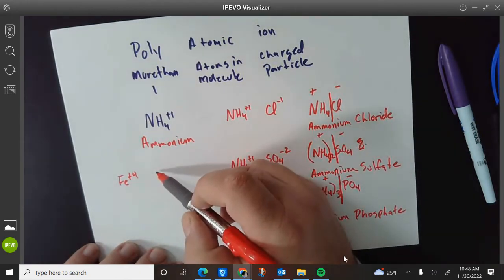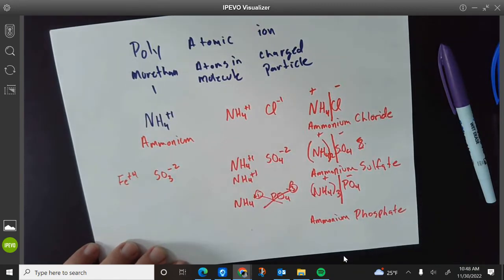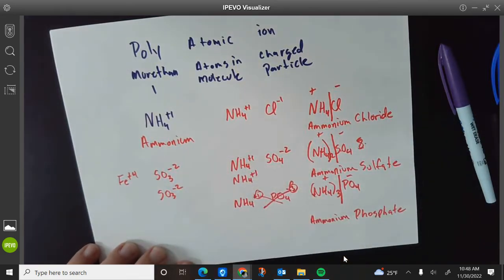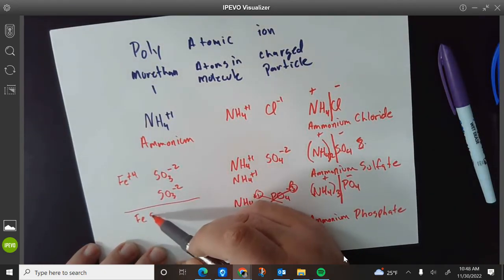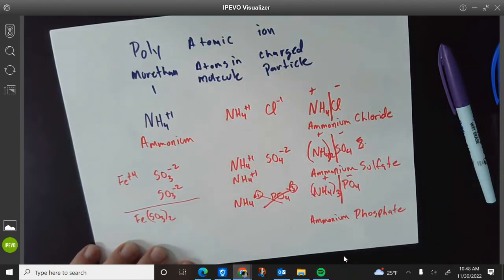So if I have iron and sulfite, which do I have more of, positive or negative? So I'm going to write another negative in there. Which do I have more of, positive or negative? They're equal now. So this becomes FeSO3, and I have two of them, so I have to put in parentheses. That's the formula for this.